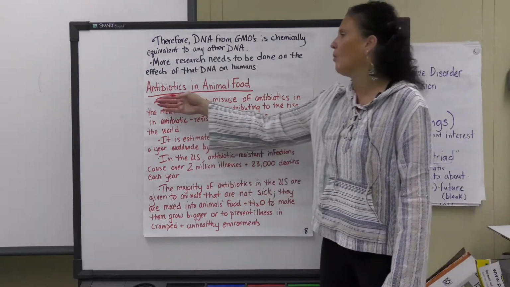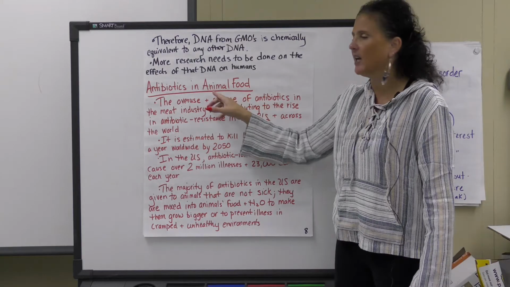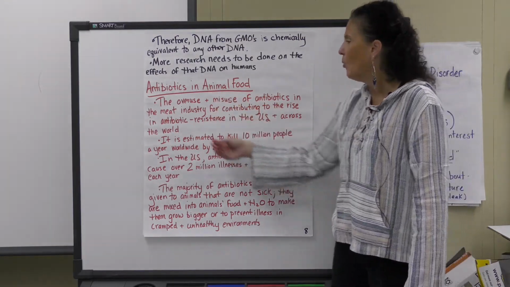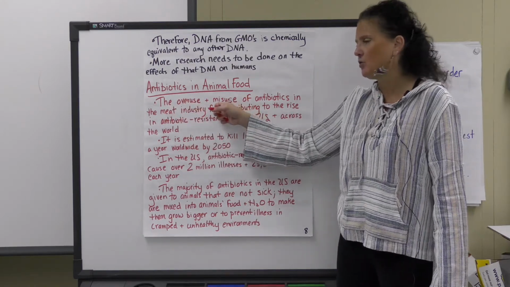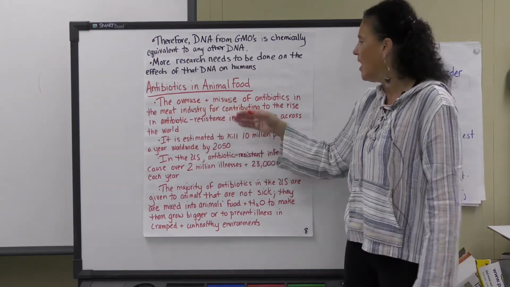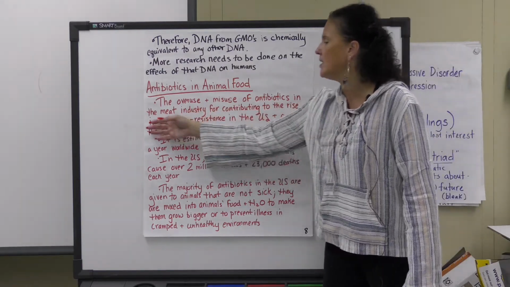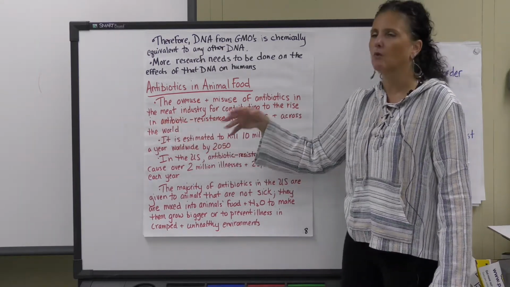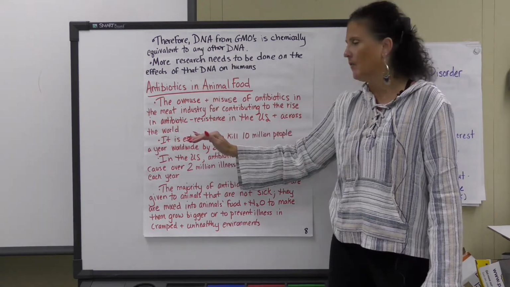another problem that we have is antibiotics in animal food. This means the food the animal eats, and what happens when we give them those antibiotics. We have an overuse, meaning we use them too much, or a misuse, we use them for the wrong thing, of antibiotics in the meat industry, contributing to the rise in what are called antibiotic resistant organisms. We'll look at those in the U.S. and across the world, everywhere that this happens.